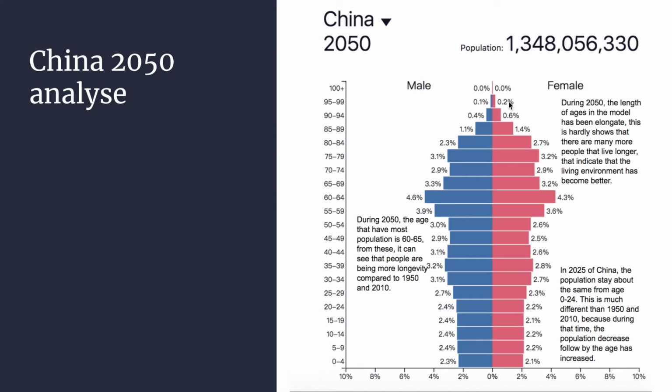During the 2050s, which is the future, this one is the population. And the age group that has the most population is 16 to 64. From this, you can see people are living even longer than in 2010. And in this trend, the population above 19 is larger than in 2010 as well. So it's the healthiest year.